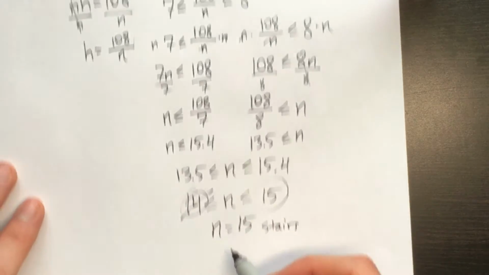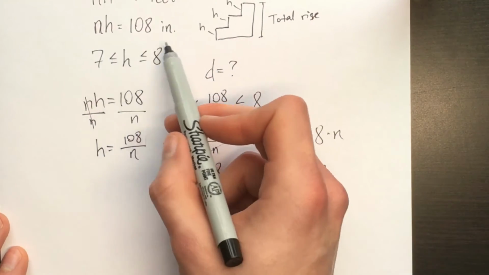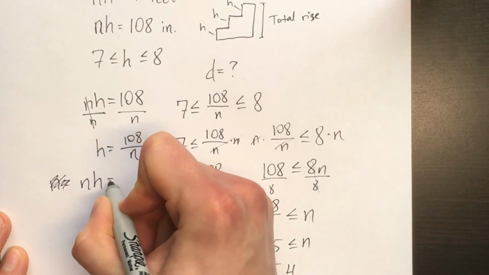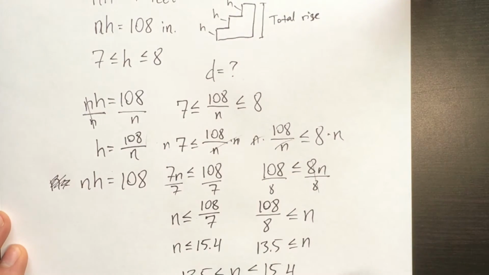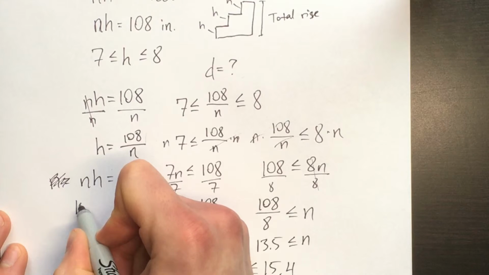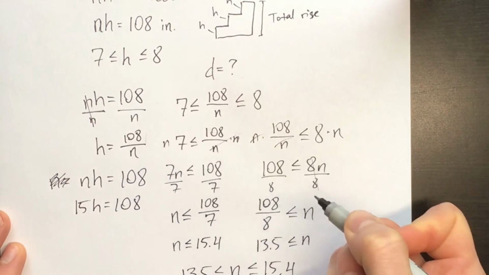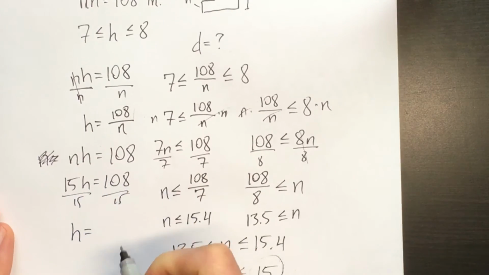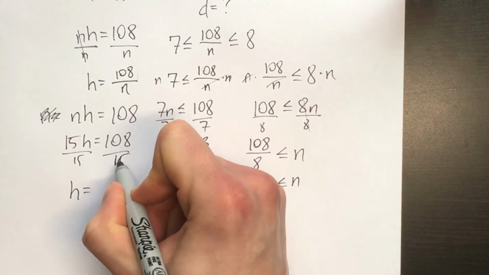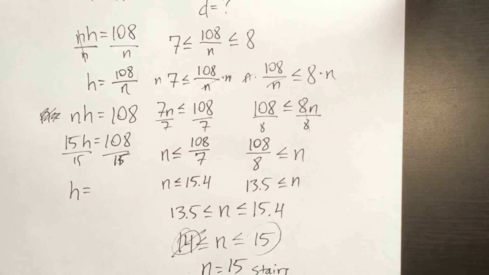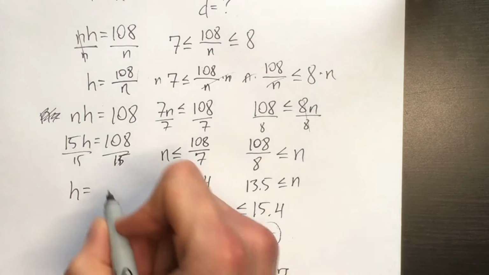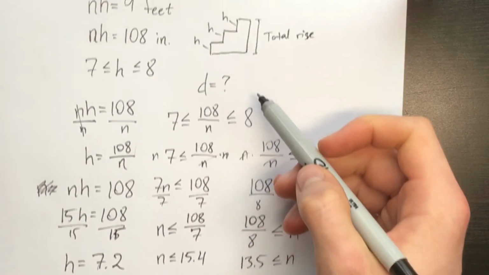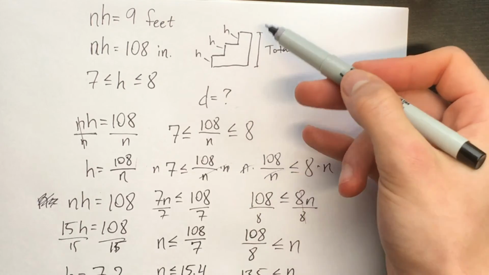Well, if we know what n is equal to, we can go back up, look at this expression, and figure out h, because we know that n times h needs to equal 108. If we have 15 for n, then 15h is equal to 108. So then divide by 15 on both sides, and we solve for h. So h is equal to 108 divided by 15. What does that equal? 108 divided by 15 is equal to 7.2. So our height of each stair is 7.2 inches.